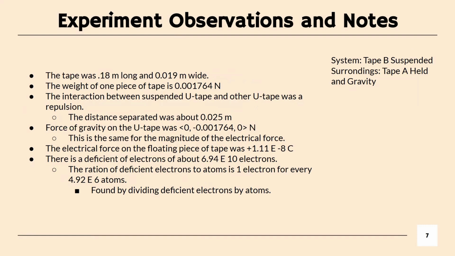The interaction between the suspended U-tape and the other U-tape was repulsion, and this was given at a distance of about 0.025 meters. The force of gravity on the U-tape was negative 0.001764 newtons in the y direction. This will be the same as the magnitude of the electrical force.